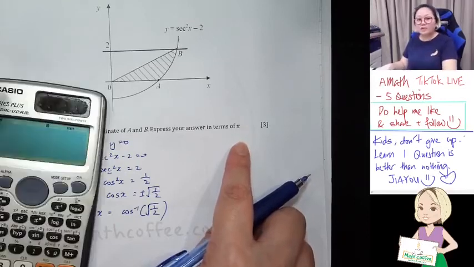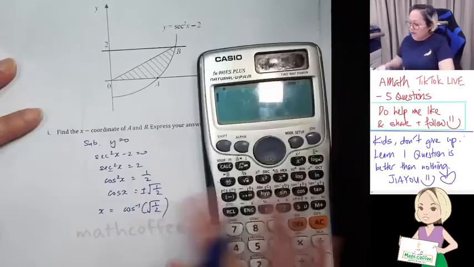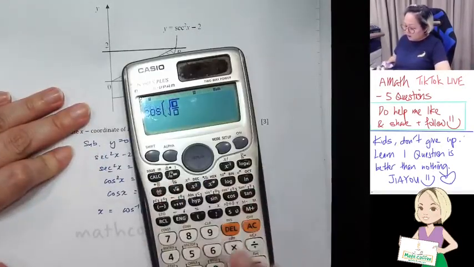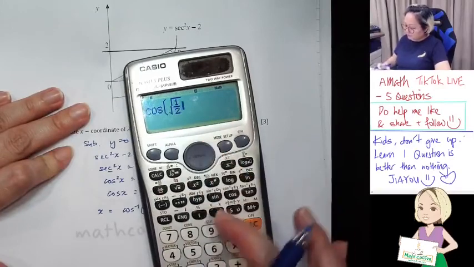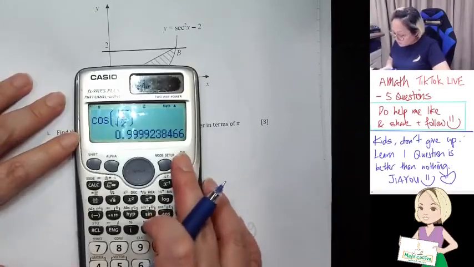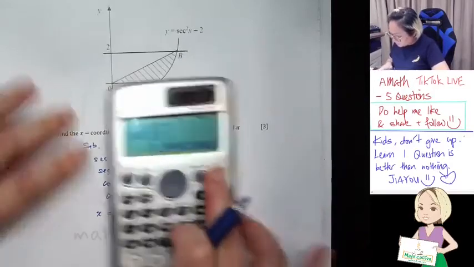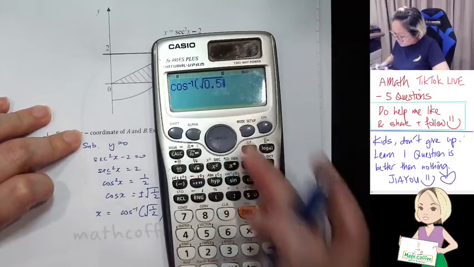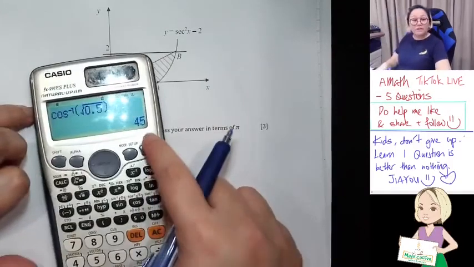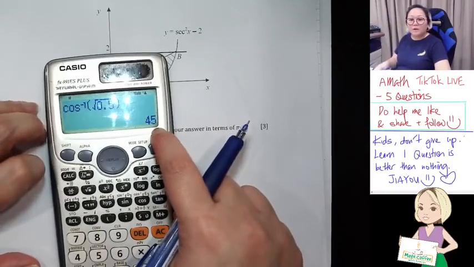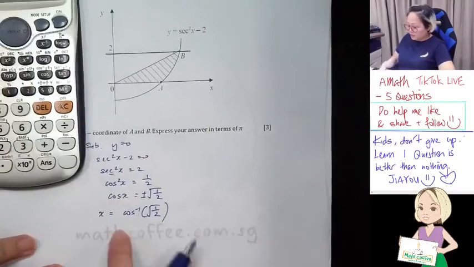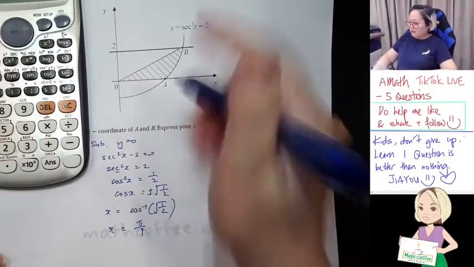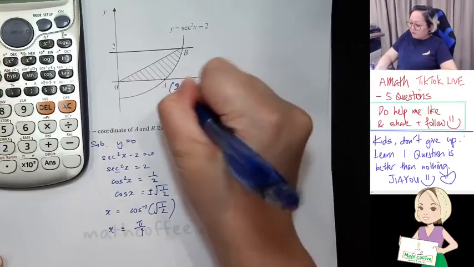How to know what this special angle is? When you are doing this, use degree mode. When I do cosine inverse square root half, wait, I forgot cosine inverse. Square root half. Okay, see, I get 45 degrees. So we know that 45 degrees, put in terms of pi, will be pi over 4. So this A will be pi over 4, 0.